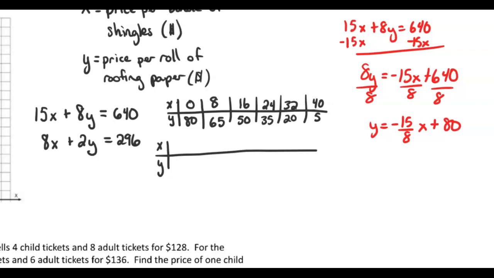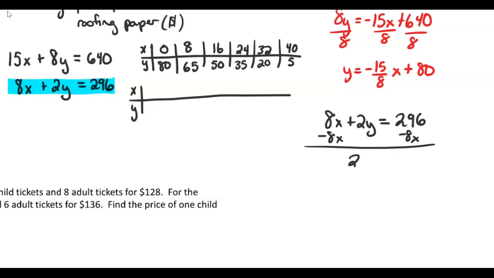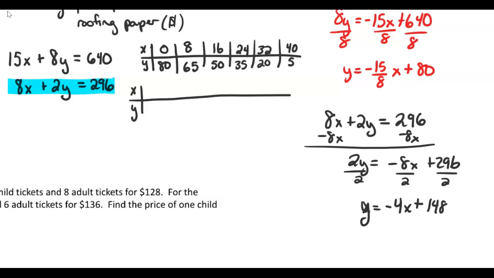Okay, for the other equation, for the second purchase, you're going to do the same thing and rearrange it to get y by itself. The first thing I do is subtract the 8x. And then the second thing I do is divide by the number in front of y. So I have negative 8x plus 296. Now divide everything by 2. So we get, whoops, that's a y, negative 4x plus 296 divided by 2, which is 148.